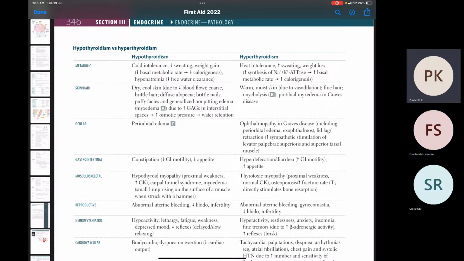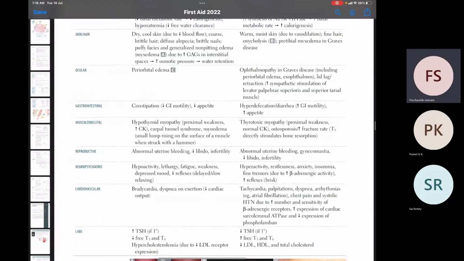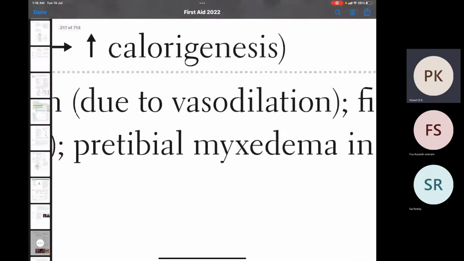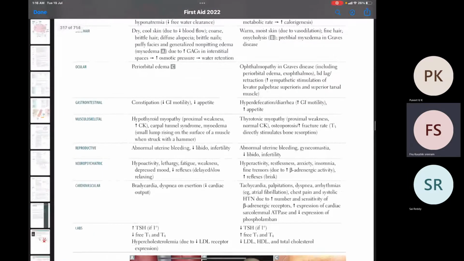If you go system wise, you can tell. Yes, there's basically an increase in everything. Hyperthyroidism: metabolically, heat intolerance, sweating, weight loss. Then ocularly, Graves' disease. That is periorbital. I've told periorbital edema. Periorbital edema, exophthalmos, lid lag. It is periorbital myxedema.